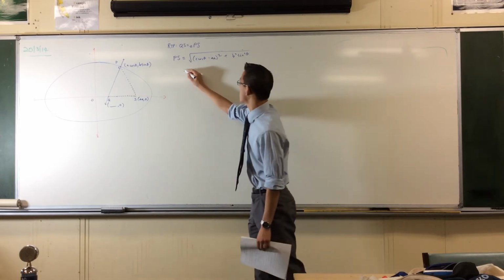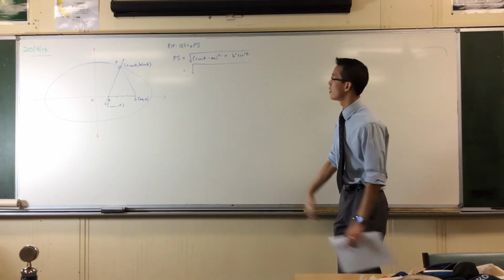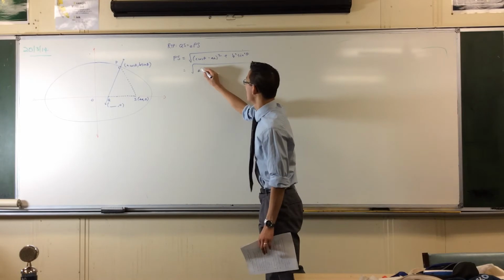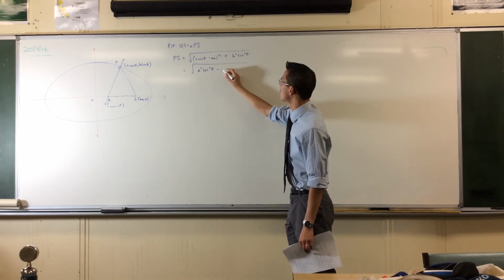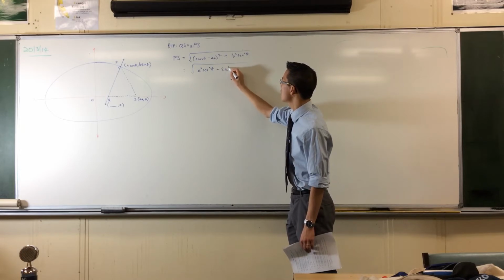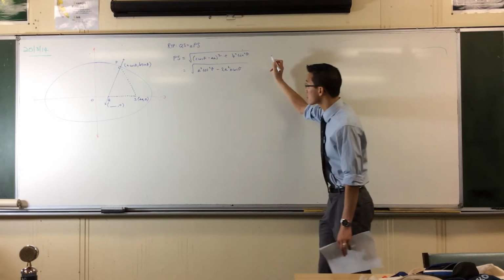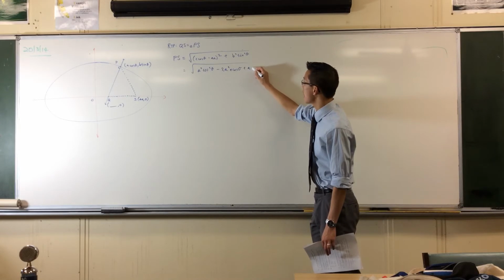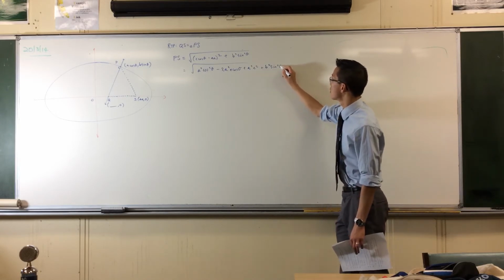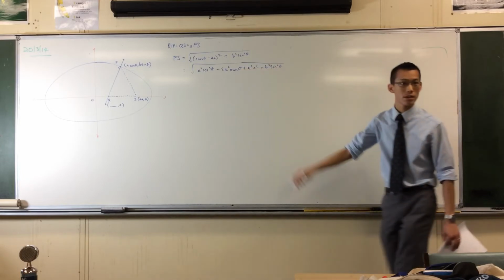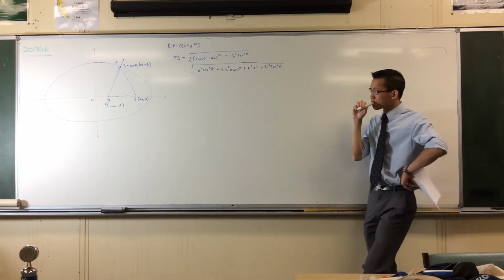Okay? So let me express this. I'll square it out and see what happens. A squared cos squared. What have I got here? I've got 2a squared e cos plus a squared e squared plus this. Is that okay? Yes? Now have a look at that with me.